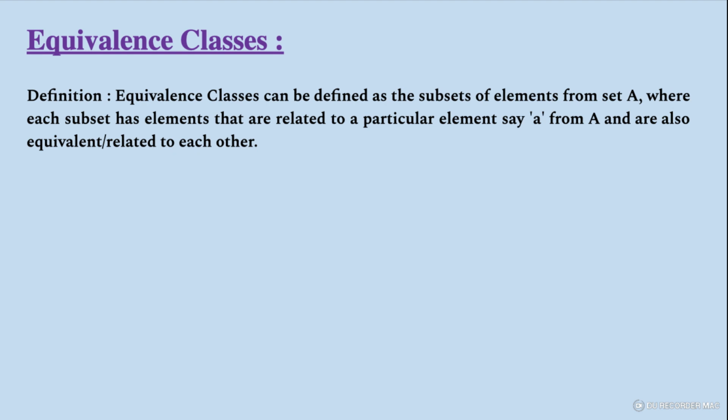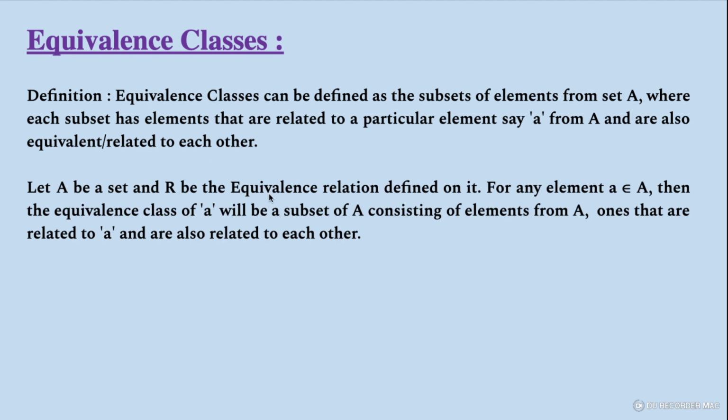Now let A be a set and R be the equivalence relation defined on it. So you are taking A as a set and R is the equivalence relation defined on it. For any element small a belonging to the set capital A, the equivalence class of a will be a subset of A consisting of elements only from A, not outside A. These elements are related to a. All those elements in the equivalence class of a will be related to a and are also related to each other.